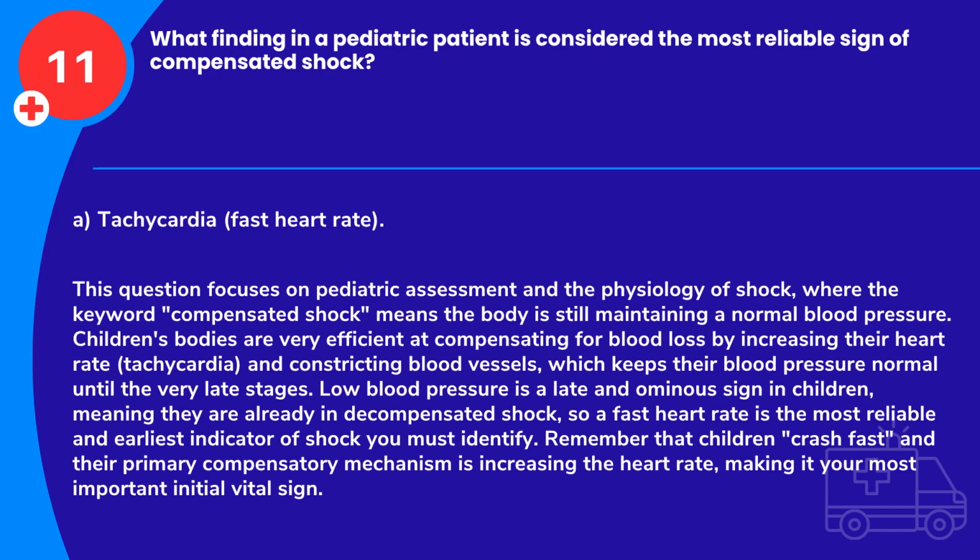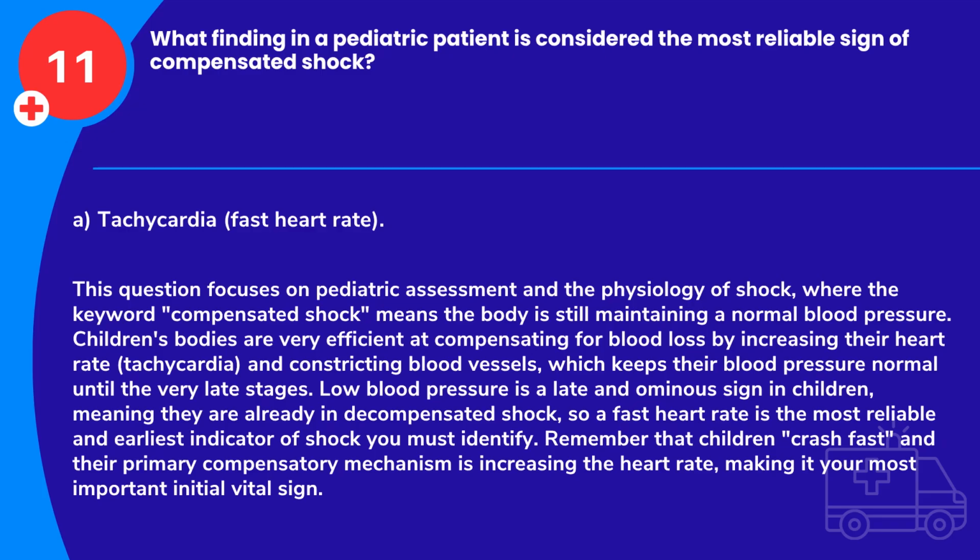Answer: A. Tachycardia, fast heart rate. This question focuses on pediatric assessment and the physiology of shock, where the keyword compensated shock means the body is still maintaining a normal blood pressure. Children's bodies are very efficient at compensating for blood loss by increasing their heart rate, tachycardia, and constricting blood vessels, which keeps their blood pressure normal until the very late stages.